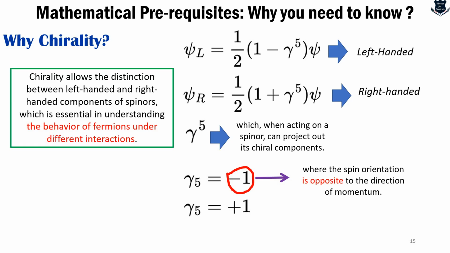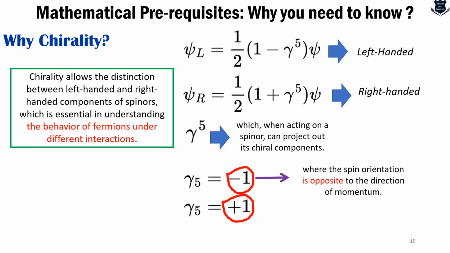Remember that when we are talking of special relativity and particularly taking particles which are traveling at the speed of light, then there should be a momentum. So when the spin orientation is opposite to the direction of momentum, we have got a chirality of -1. And remember that in the standard model of particle physics, left-handed fermions are those that interact via the weak force, and this leads to parity violation in weak interactions.